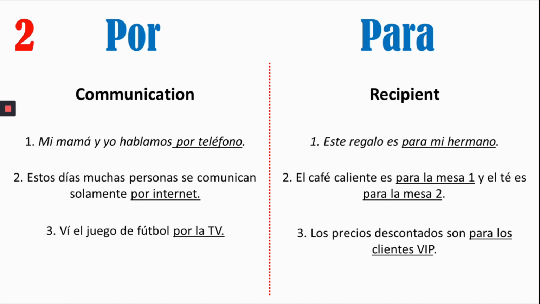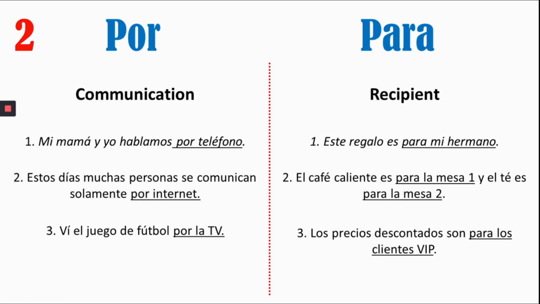Para will describe the recipient of something. For example, número 1. Este regalo es para mi hermano. Número 2. El café caliente es para la mesa 1 y el té es para la mesa 2. So in the first example, the recipient of the regalo is mi hermano. And in example number 2, the recipient of café caliente is la mesa uno. And the recipient of el té is la mesa dos.